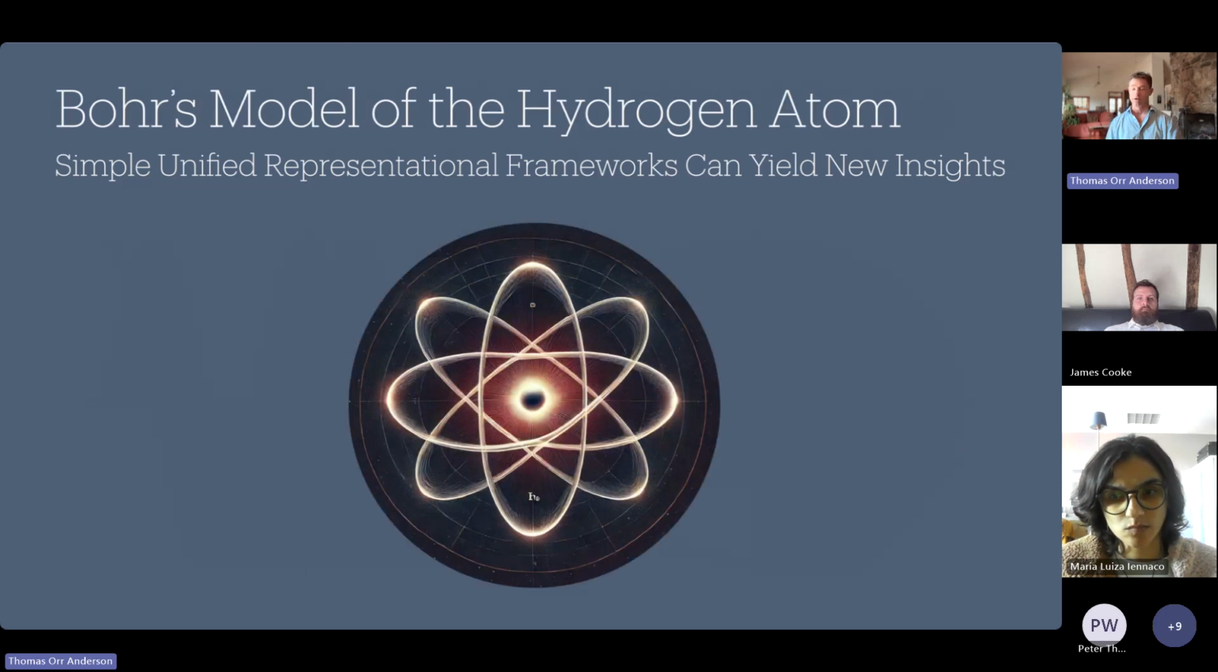I don't want to be aggrandizing, and please don't take any of these analogies as such. Another, what might appear aggrandizing, analogy is Bohr's model of the hydrogen atom.